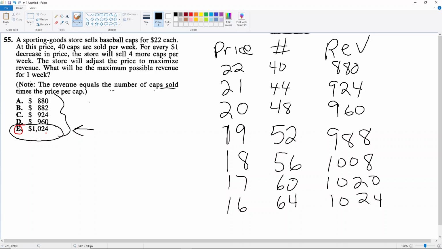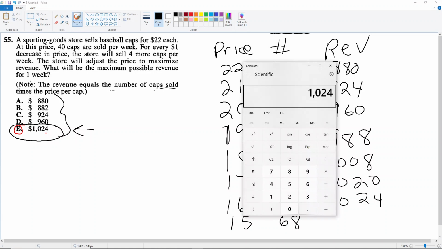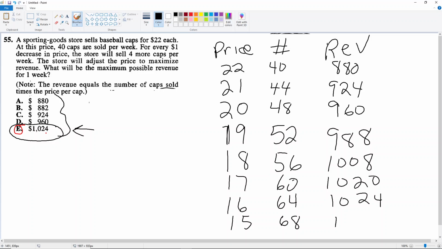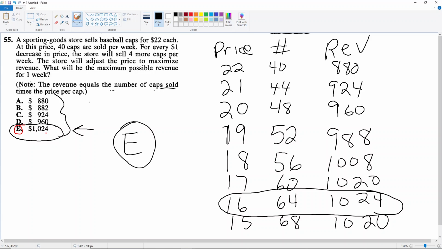But let's watch what happens when we sell for $15. We'd sell 68 caps. Uh-oh, it's going down now, 1,020. So we found the maximum. Even if you didn't recognize, hey, I had to stop at 1,024, you'd see now your revenue is going down. So 1,024 was the largest one we had, which again is answer E. I've circled it. E, you'd bubble in on your bubble sheet.